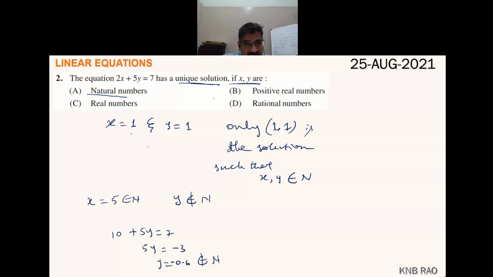Sir, 1 and 1 will come under real numbers and rational numbers also, no, sir? Yes, but out of these 4 options, observe that 1 comma 1 is the only pair of natural numbers, 1 for x and 1 for y, satisfying this equation. Other than 1 comma 1, will any natural number pair satisfy this equation?